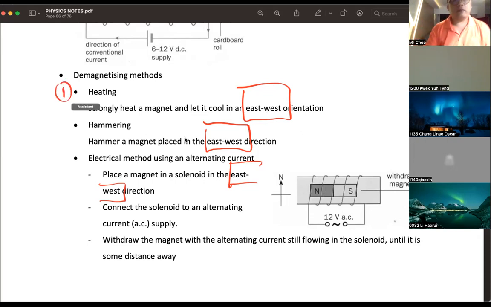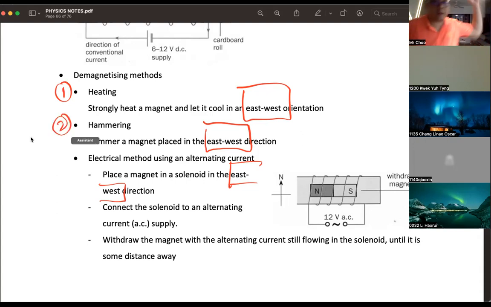Okay, so the first method is by heating. I'm going to explain now. You heat the magnet, and then you put the magnet in the east-west direction. After some time, you will lose the magnetism. Okay, the second method is by hammering or by dropping or by hitting. You keep on dropping your magnet, or you put the magnet in the east-west direction and you hammer it, hitting it. Over time, the magnet will also lose its magnetism.